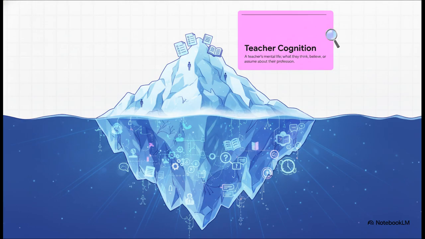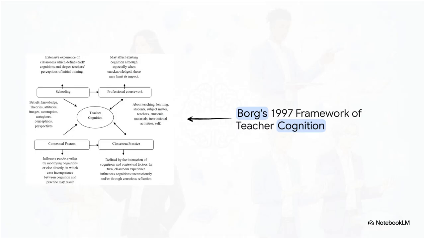Basically, teacher cognition is a teacher's mental life. It's a multidimensional concept that encompasses everything they think, believe, or assume about their profession. It's not just about knowing the subject matter. Actually, it's way deeper than that. It is a massive, complex internal database built over a lifetime that secretly governs every split-second decision they make at the front of the room. And Borg's 1997 framework brilliantly illustrates how a teacher's early schooling, their professional coursework, and contextual factors all interact to shape what actually happens in their classroom.